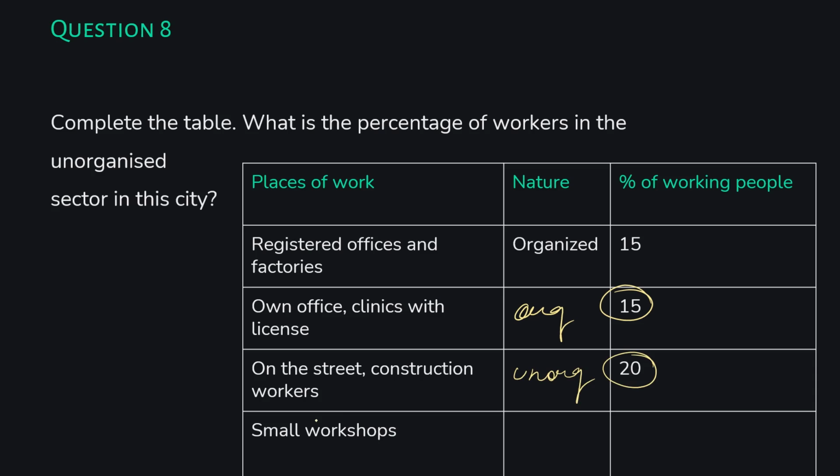On the street, construction workers, unorganized, 20%. Small workshops. So over here the answer will be 50%, as we can see, 50%. Now small workshops, again it will come in unorganized. So I hope you know how I came to this answer with the help of this.